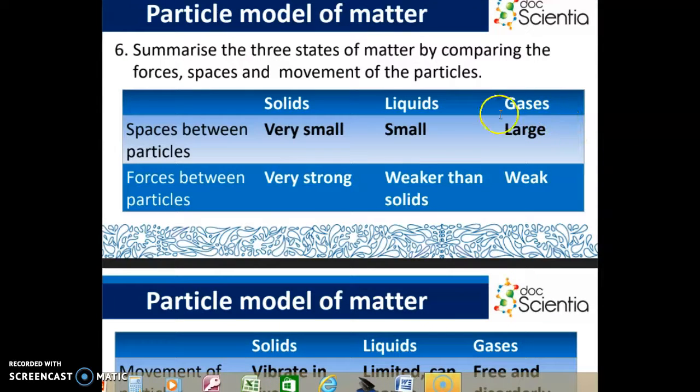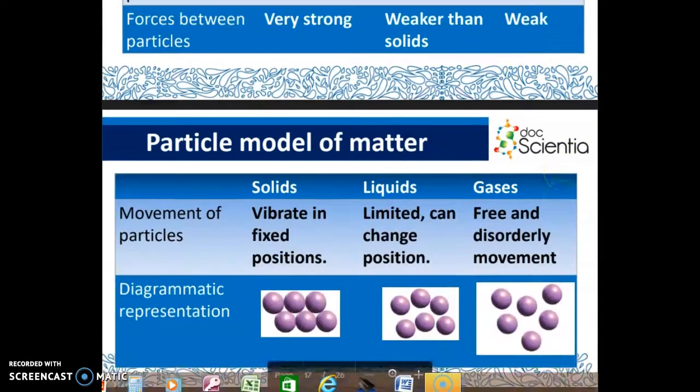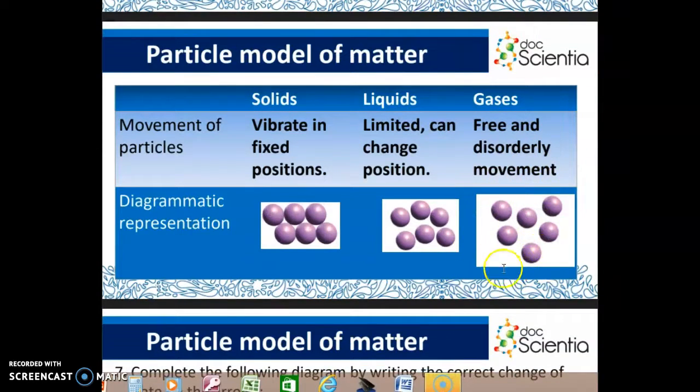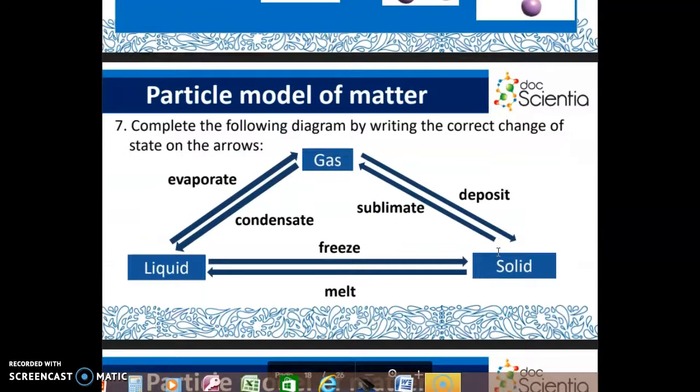Gases. The spaces between the particles are very big. The forces between the particles are very weak. The movement of the particles is free and disorderly. They can just go anywhere. And this is a diagrammatic representation of a gas.